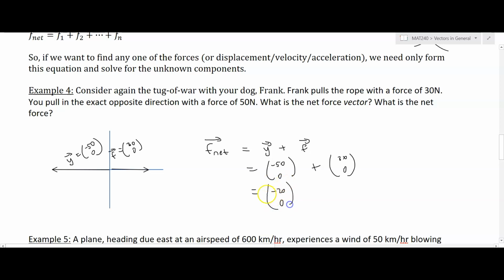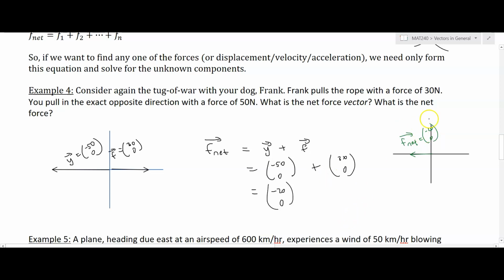So as we had speculated, the net force vector points 20 units in the western direction and is therefore going to have a magnitude of 20 newtons. So here's what our net force vector would look like. We'll just try to draw it about 20 units long. And this is the F net, which is negative 20, 0.